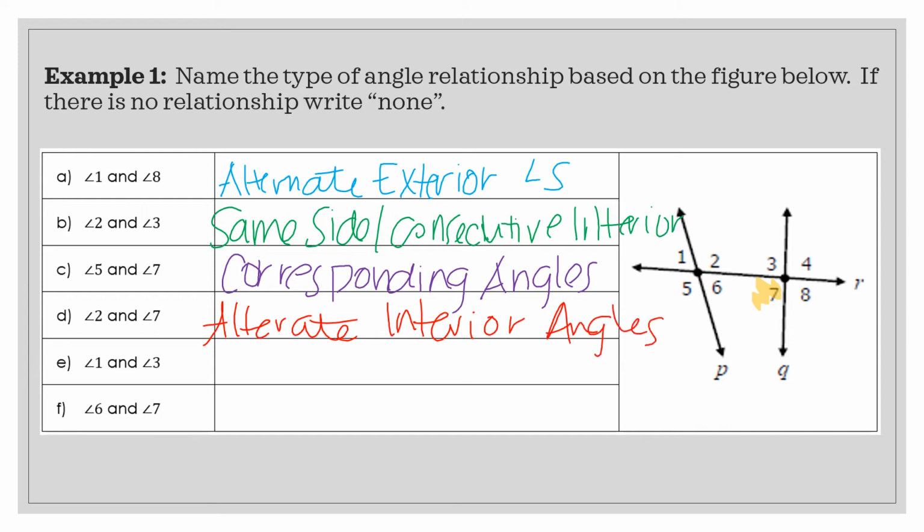Okay, next pair is angle 1 and angle 3. Those are in the same position, both top left. Those are corresponding angles.